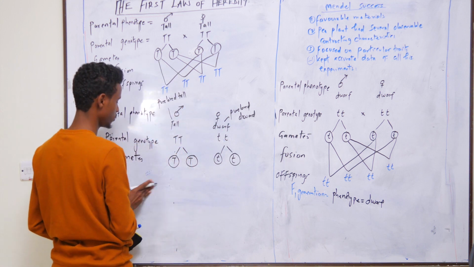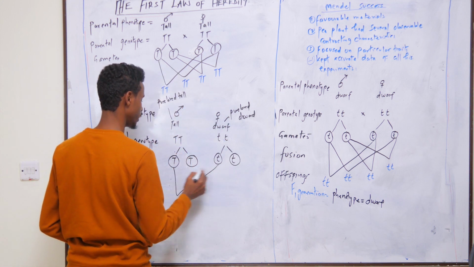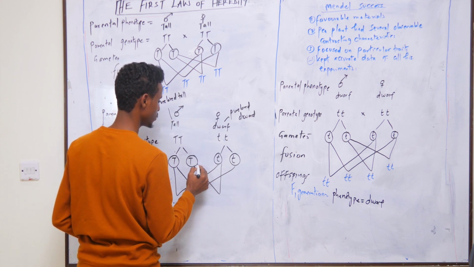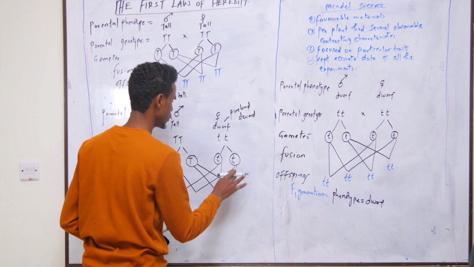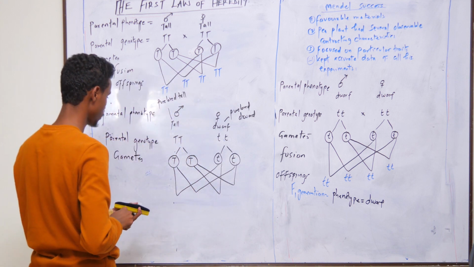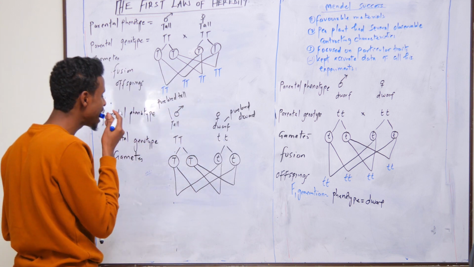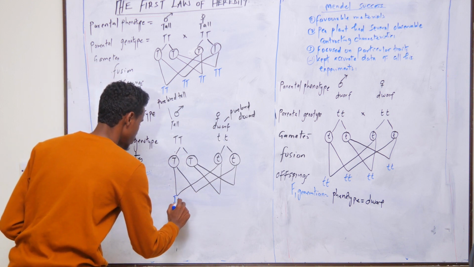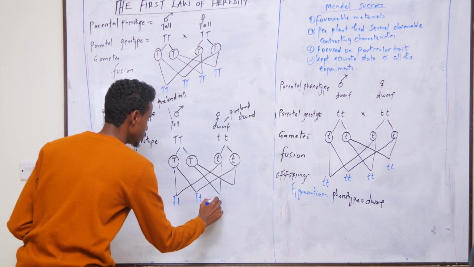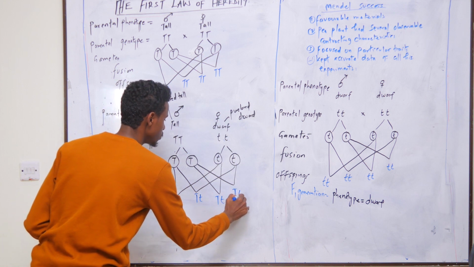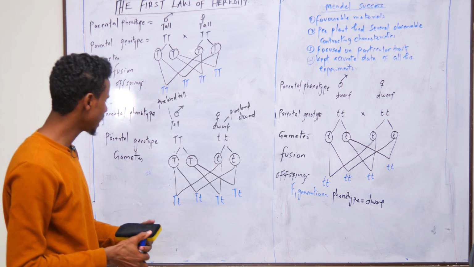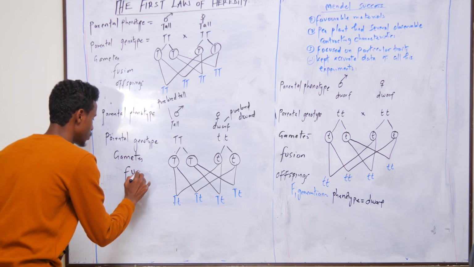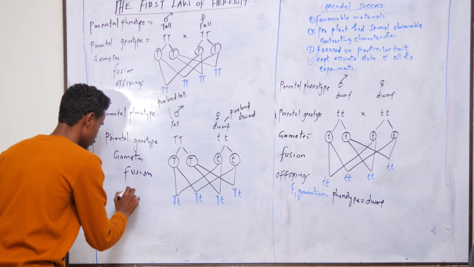Now fusion. Fusion of gametes. This one fused like that. This one fused like that. Now again, offsprings. Offsprings will be Tt, Tt, Tt, Tt. Class, this is fusion, this is fusion, and this is offsprings.